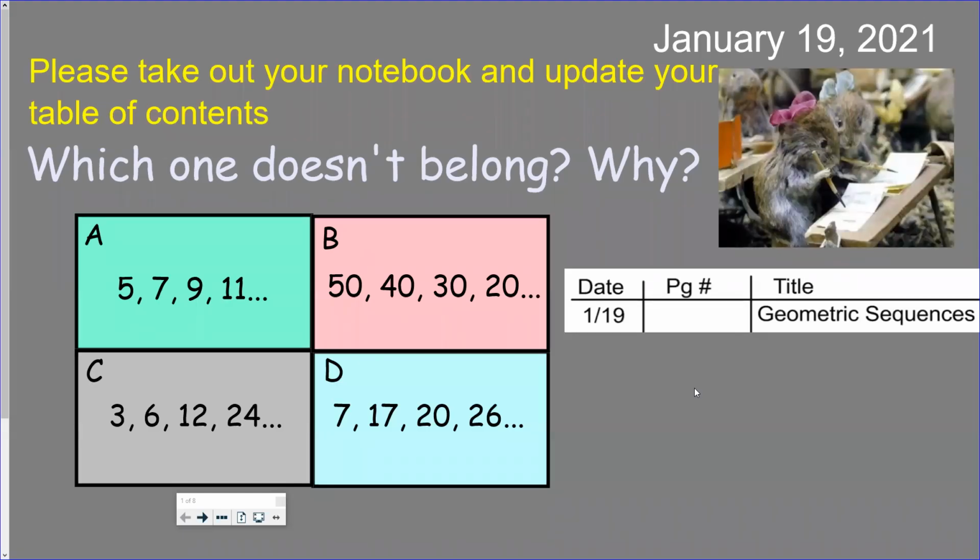All right, everybody. So we have a new set of notes today, geometric sequences. First things first, complete your warm-up. Which one of these does not belong and why?